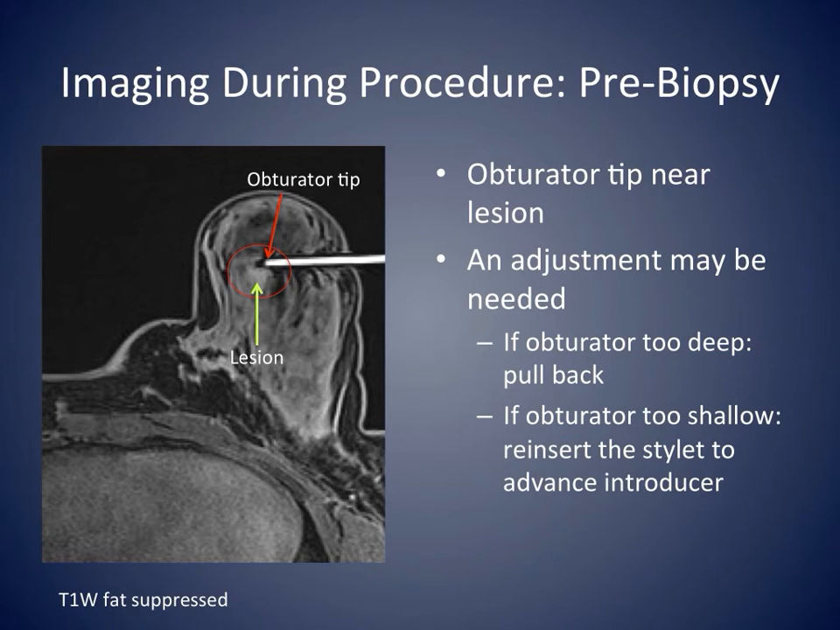In some cases, an adjustment may be needed if the obturator is too deep or shallow. If the introducer is too deep, it may be simply pulled back. If it is too shallow, however, the stylet needs to be reinserted to advance the introducer farther.